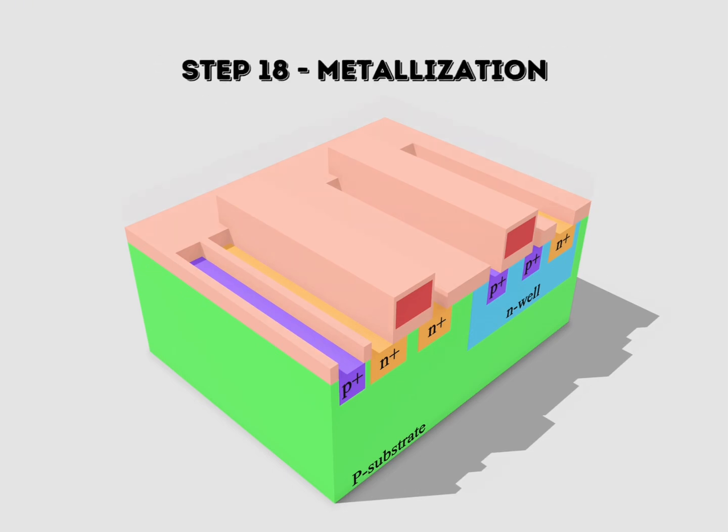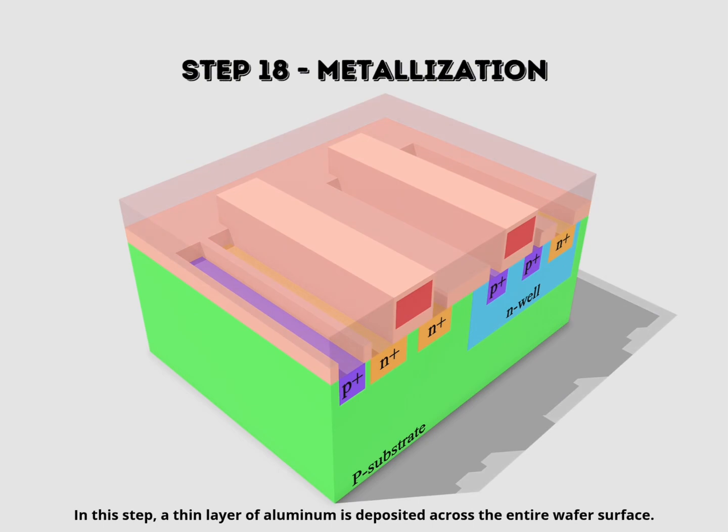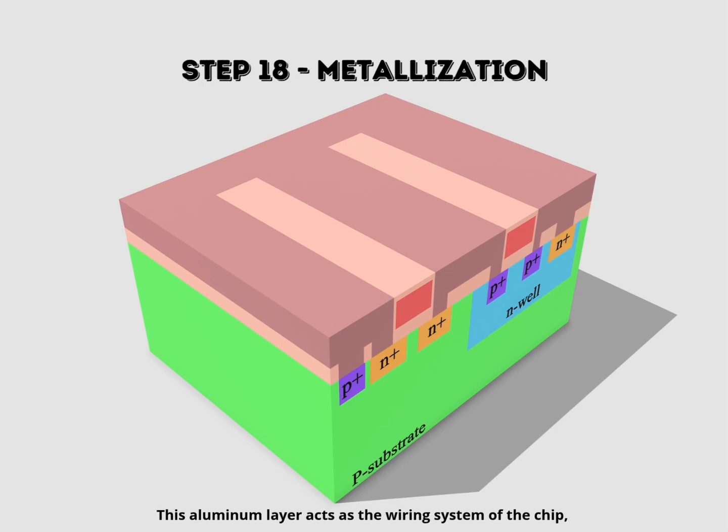Step 18. Metallization. In this step, a thin layer of aluminium is deposited across the entire wafer surface. This aluminium layer acts as the wiring system of the chip, connecting different transistor and circuit components together. It forms the crucial interconnections that allow signals and power to flow throughout the integrated circuit.